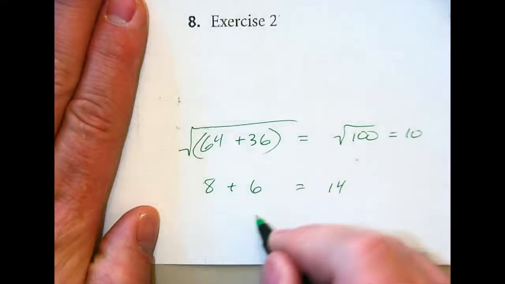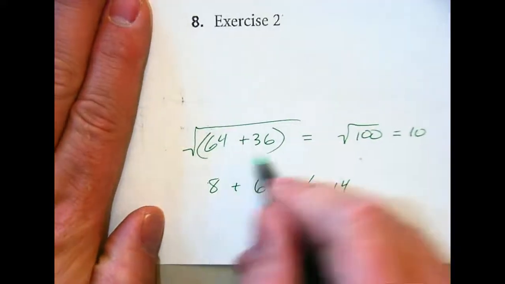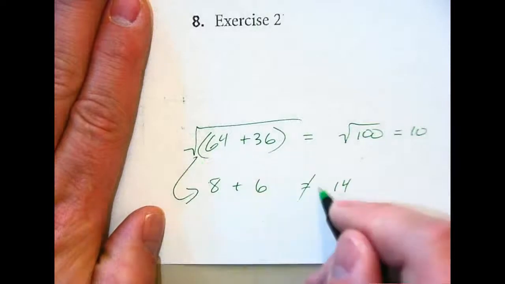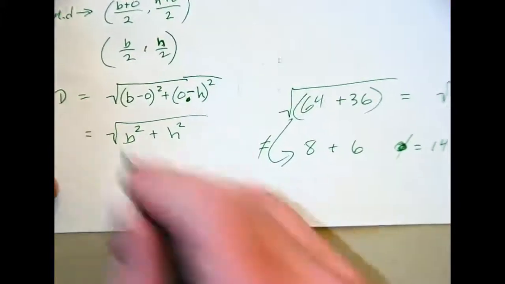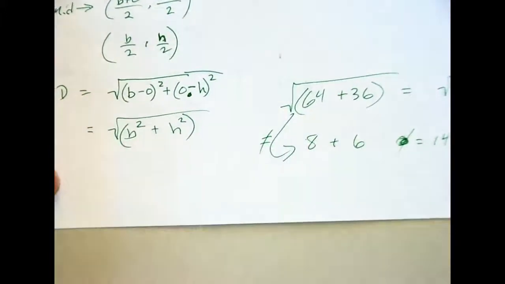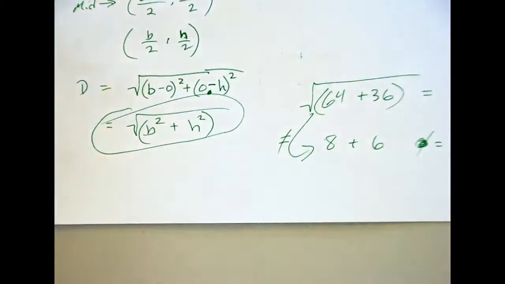No, you can't. That is not true. This is equal, I guess. So that is equal, but this is not equal to that. You cannot take the square root of individual pieces. You have to add them first. Therefore, this is your answer. You can't go any further. That is your distance. That is your midpoint.